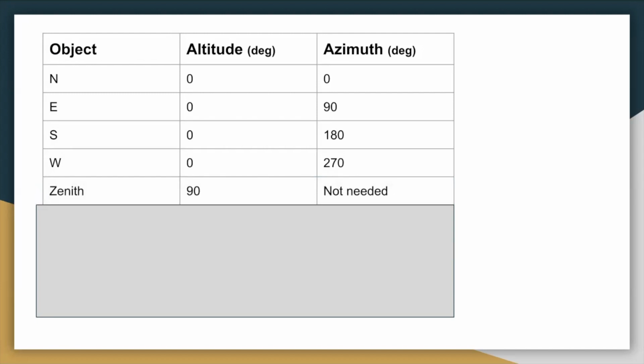Your zenith, remember, is the point directly overhead. So the zenith will always have an altitude of 90 degrees because it is right above you. Azimuth isn't needed for zenith because wherever you are, right above your head is your zenith. So zenith only has an altitude measurement, which is 90.